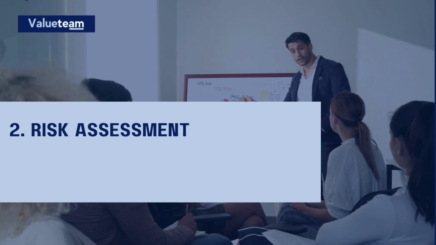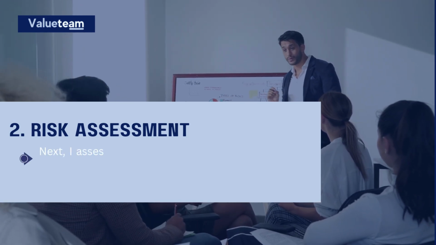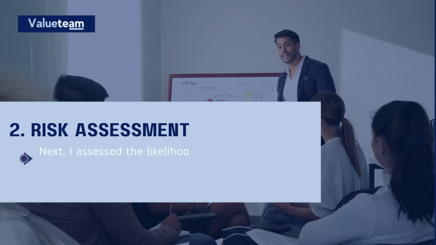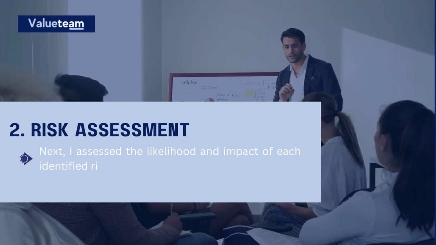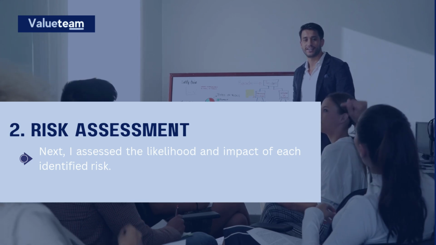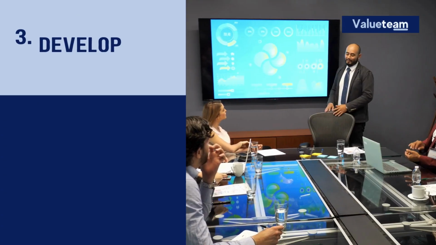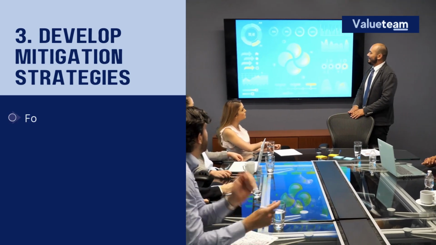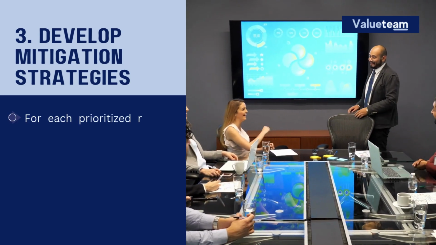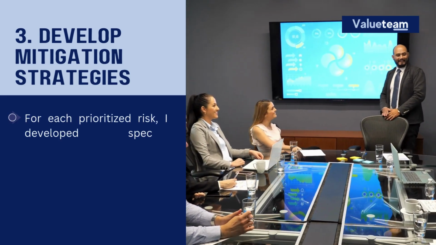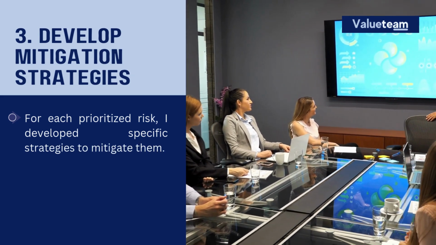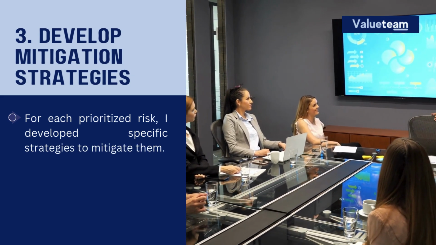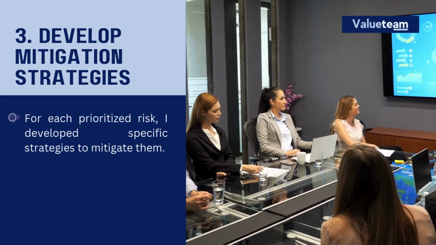2. Risk assessment. Next, I assessed the likelihood and impact of each identified risk. This involved analyzing historical data and forecasting potential scenarios to prioritize risks. 3. Develop mitigation strategies. For each prioritized risk, I developed specific strategies to mitigate them. This included diversifying investments and securing insurance coverage against unexpected losses.